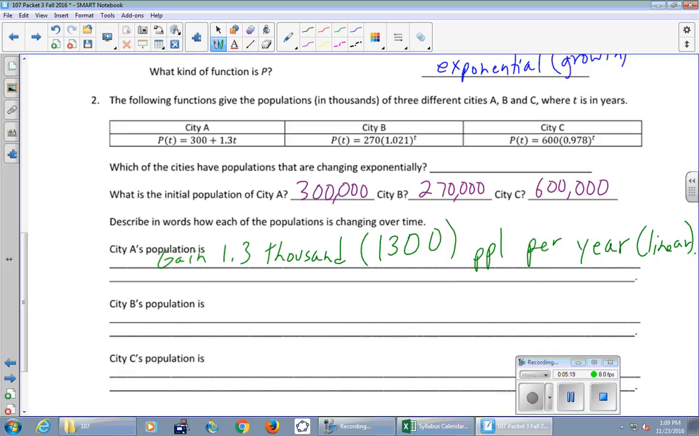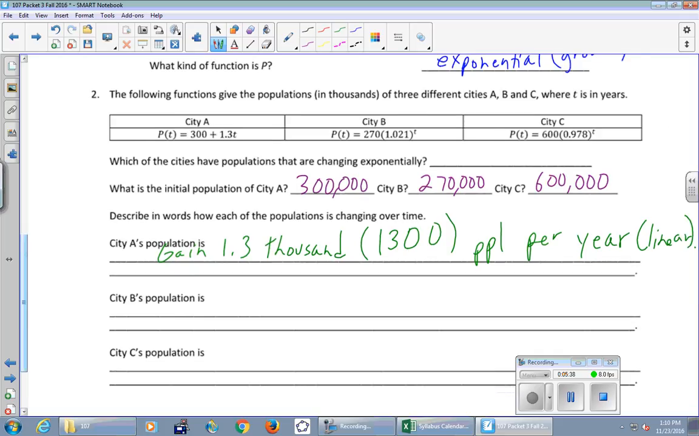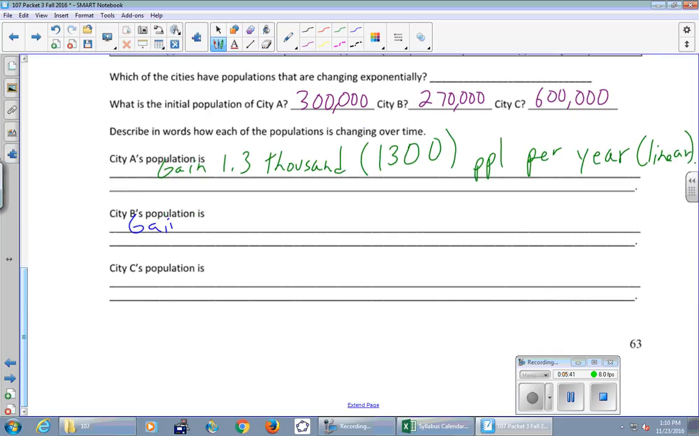How about city B? What are we gaining there? 2.1%, right? Remember this idea of there's always a 1 plus sitting inside of that number. And so if we get rid of that 1, then what's left over is the 0.021, which is 2.1%. So gain is 2.1% per year. What kind of a function is that? That's an exponential. Growth or decay? That's an exponential growth, gaining 2.1% per year.